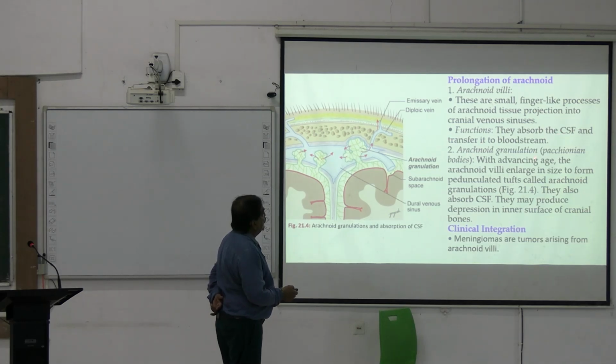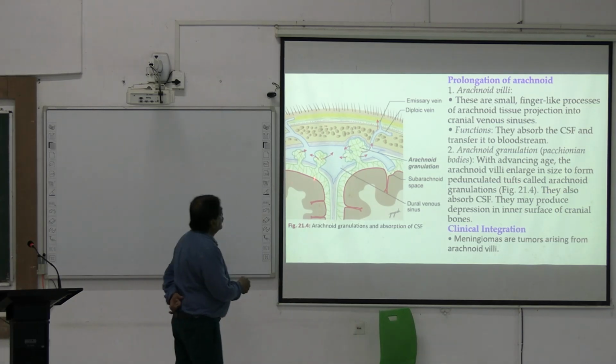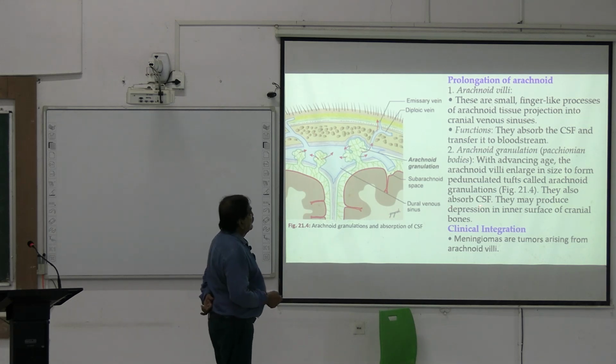Arachnoid granulation: with advancing age, the arachnoid villi enlarge in size to form pedunculated tufts called arachnoid granulations. This is the arachnoid granulations. They also absorb CSF. They may produce depressions on the inner surface of cranial bones. It is forming a depression here.